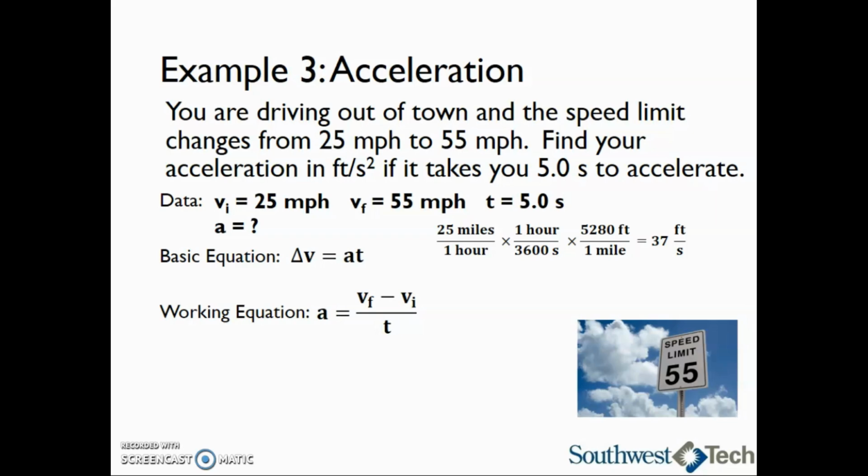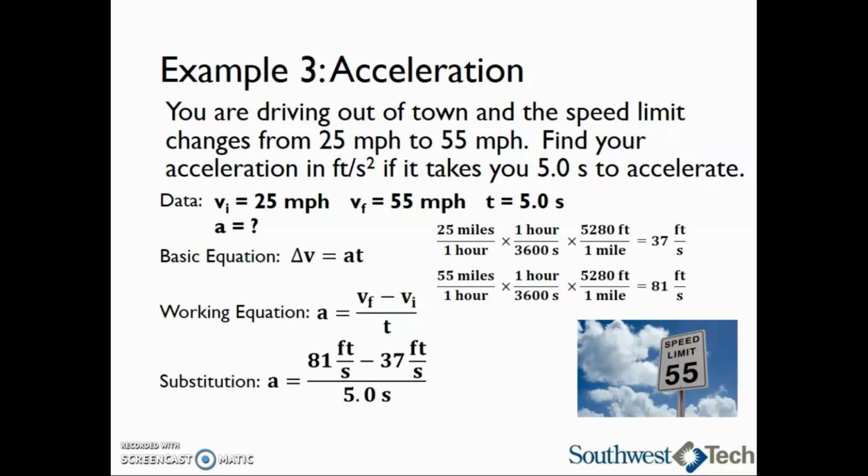Next, we can go through basically the exact same conversion for 55 miles per hour. So we will write 55 miles over 1 hour and use the conversion factor 1 hour is equal to 3,600 seconds and 5,280 feet is equal to 1 mile. This gives us a final velocity of 81 feet per second. Now that we have the units we need, we can substitute into the working equation. 81 feet per second minus 37 feet per second, divided by 5 seconds, gives us an acceleration of 8.8 feet per second squared. Make sure you hit the equal sign on your calculator before dividing, or you might not get this answer.